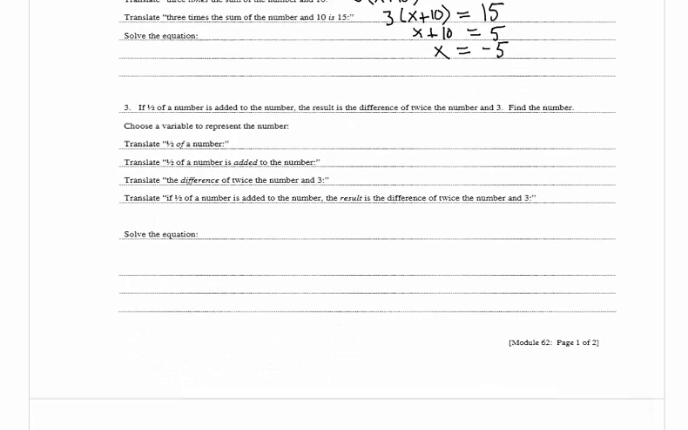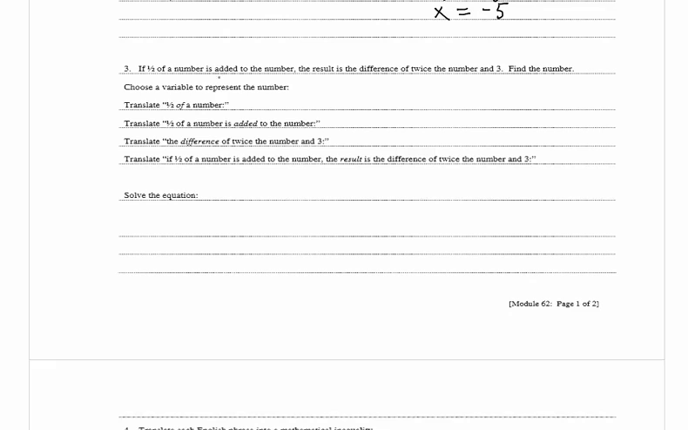In 3, it says if 1/2 of a number is added to the number, the result is the difference of twice the number and 3. Find the number. So we're going to choose x to represent the number. And now we want to translate half of the number. And half of the number is going to be 1/2 times x. And now we want to translate 1/2 of the number is added to the number. So we have 1/2 x plus x.